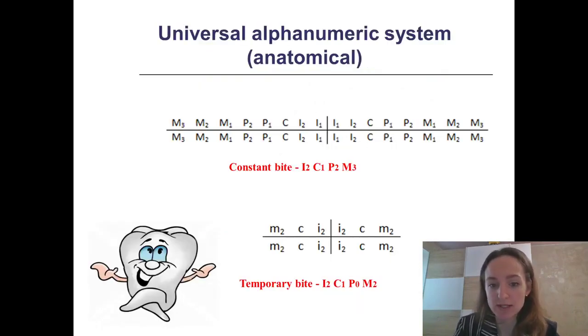Universal anatomical system. Not a very difficult system, but also useful. Constant bite and temporary bite. So the letter is the name of the teeth: incisors, canines, premolars, and molars. In the permanent bite we have a big letter, in the temporary a small one.